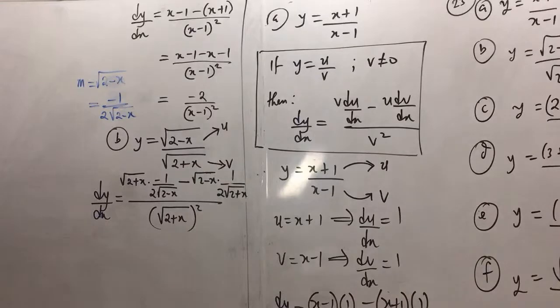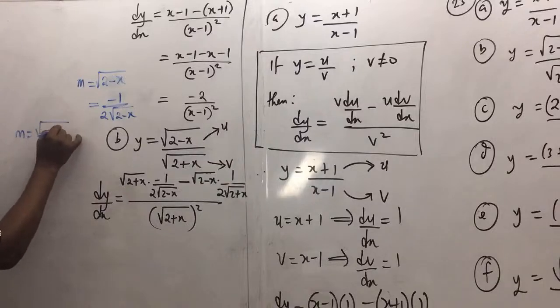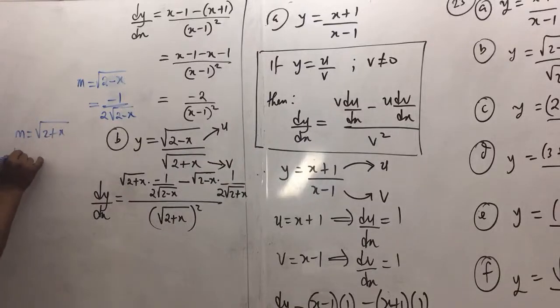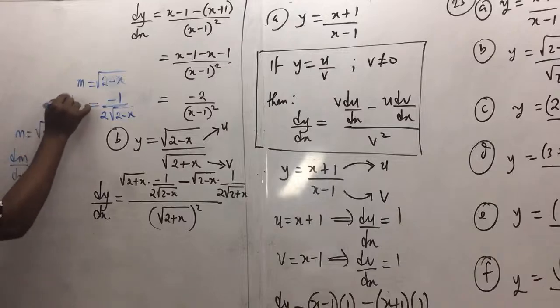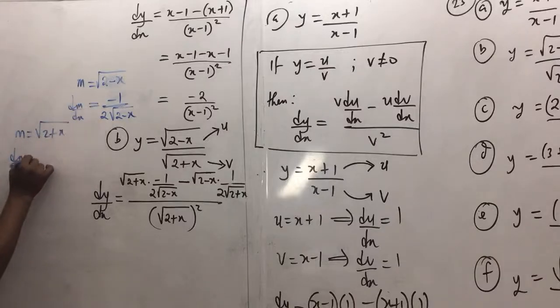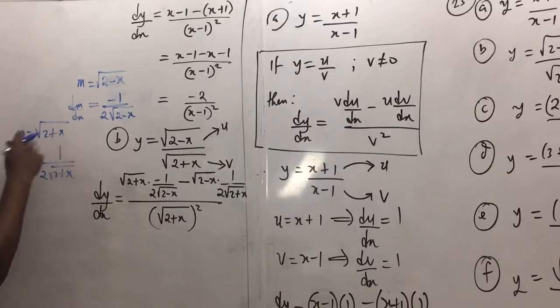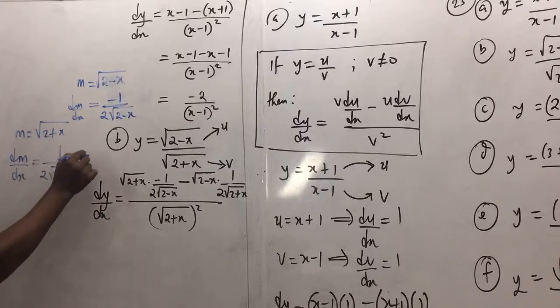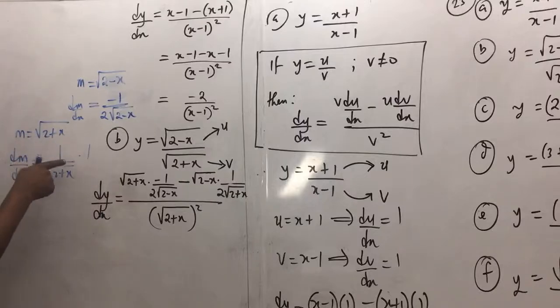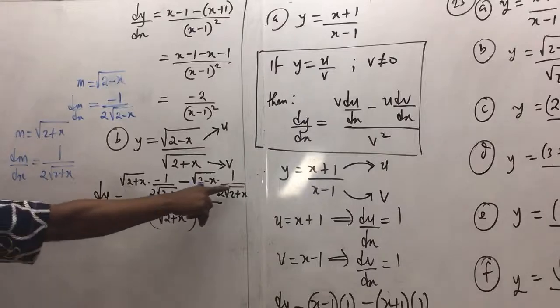Now, let me show you again why that is so. If you had m in this case to be the square root of 2 plus x, I've told you the dm/dx, just like we had in this case, would give you 1 over 2 square root of 2 plus x. When you differentiate the outer function and then this inner function 2 plus x, you end up having 1. That 1 multiplies this to give you 1. Of course, you end up having that result.